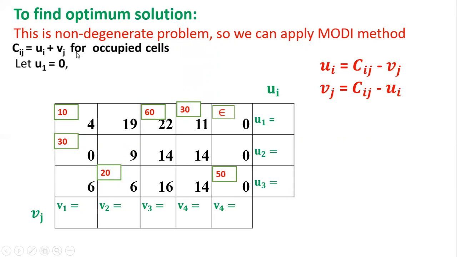To find the Ui, Vj values, you have to use only the occupied cells. Wherever allocations are there, only there can we find the Ui, Vj values. We cannot apply it anywhere else, only the allocations. So let's see. First, wherever there is the maximum number of allocations, there you have to put 0. In the first row we have 4 allocations, second row 1 allocation, third row 2 allocations, and column wise 2, 1, 1, 2. So the maximum of 4 allocations is in the first row, so you have to put u1 as 0.